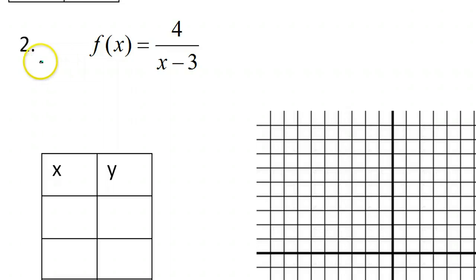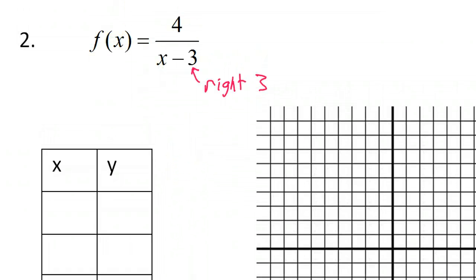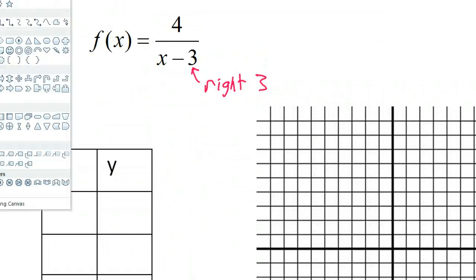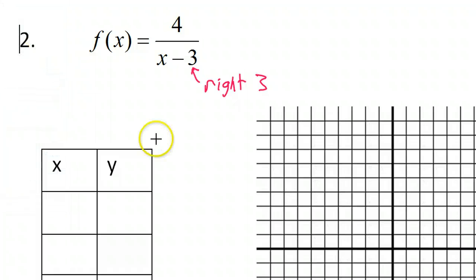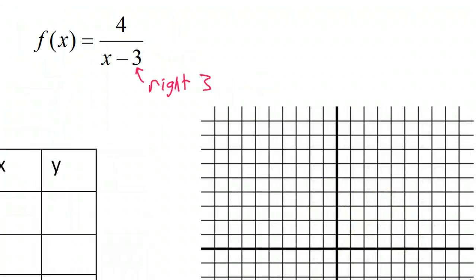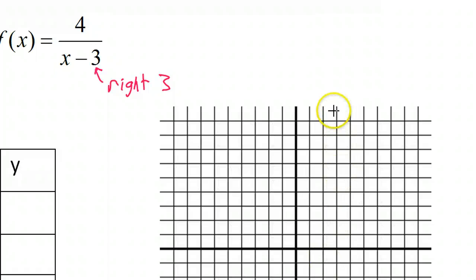Okay, problem number 2. This time there's no shift up or down. But this -3, what's that going to do? That is going to shift right 3 compared to the parent function. So since we're shifting right 3, that means that the vertical asymptote, which normally would be at 0, will now be right 3. So it'll be over here.